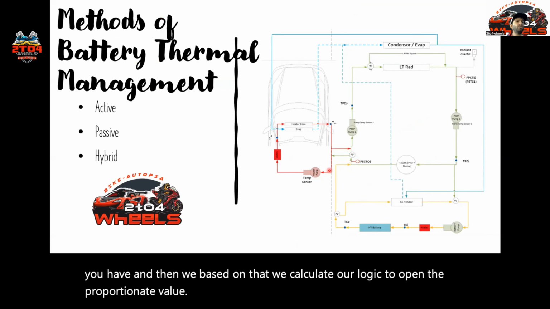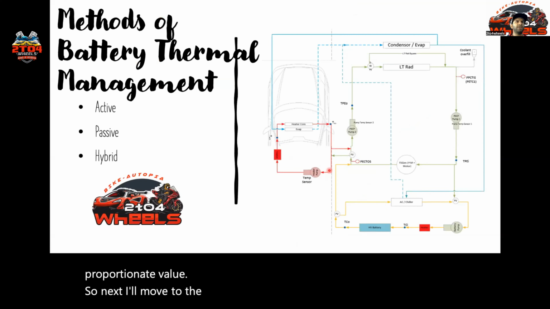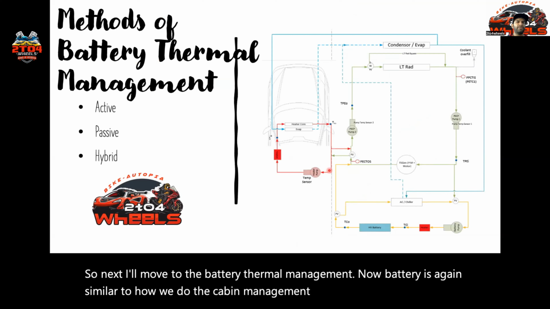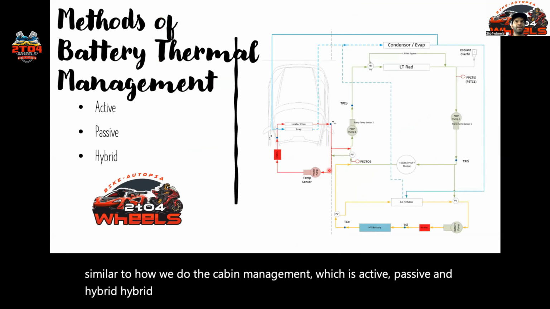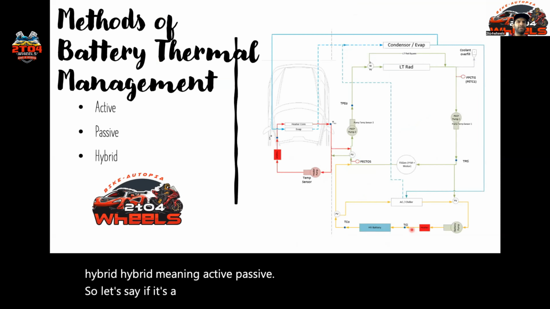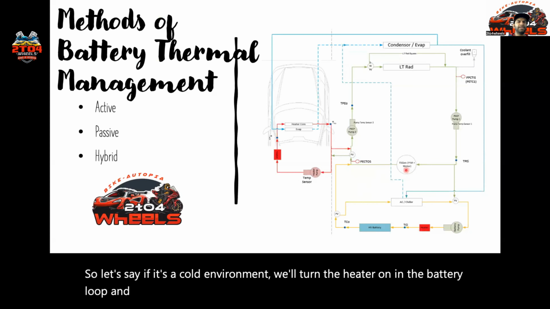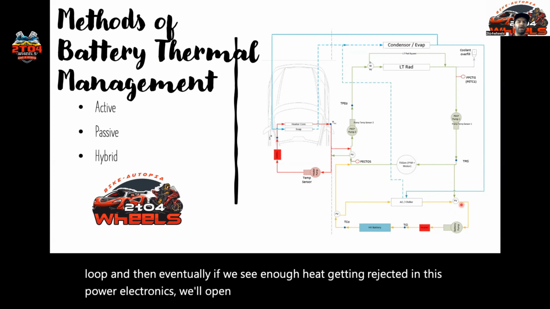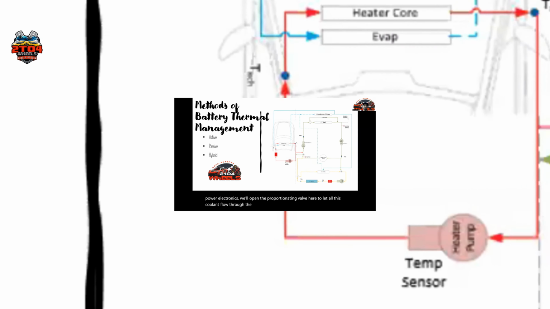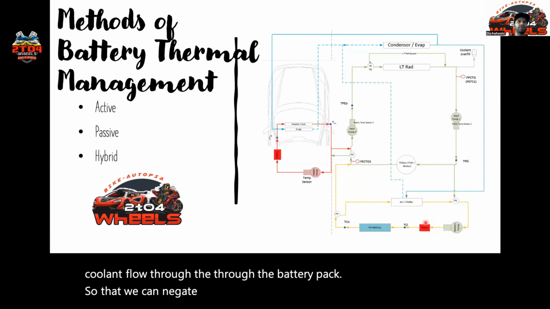Okay, so next I'll move to the battery thermal management. Now, battery is similar to how we do the cabin management, which is active, passive, and hybrid. Hybrid meaning active plus passive. So let's say if it's a cold environment, we'll turn the heater on in the battery loop. And then eventually, if we see enough heat getting rejected in this power electronics, we'll open the proportionating valve here. We'll let all this coolant flow through the battery pack so that we can eliminate the usage of this heater, the battery heater, we call it.